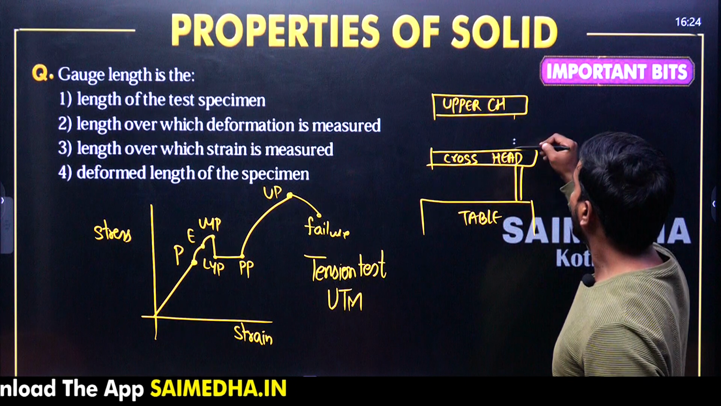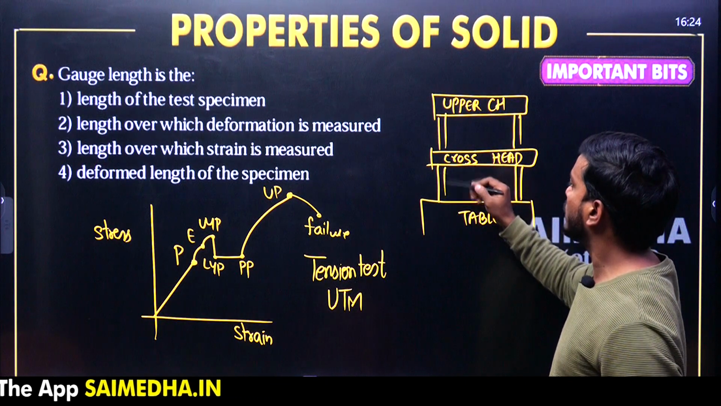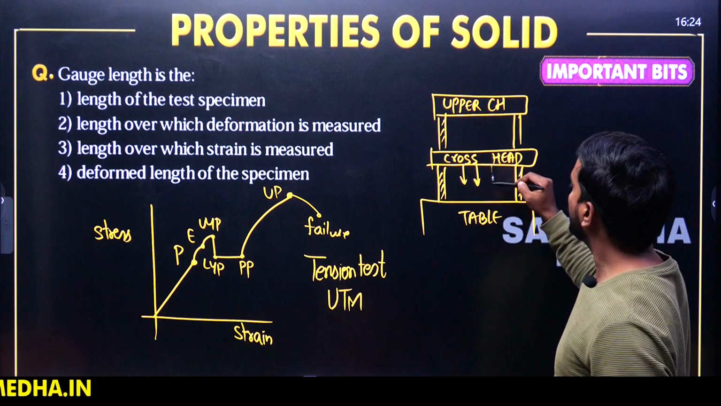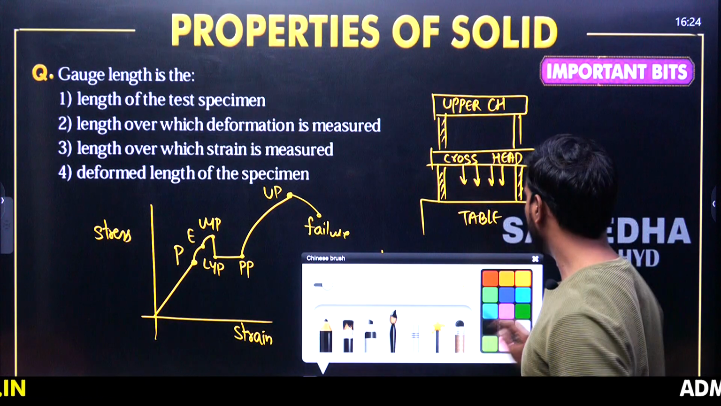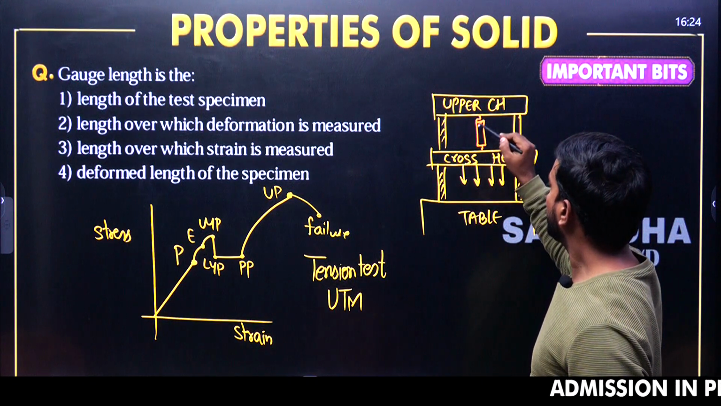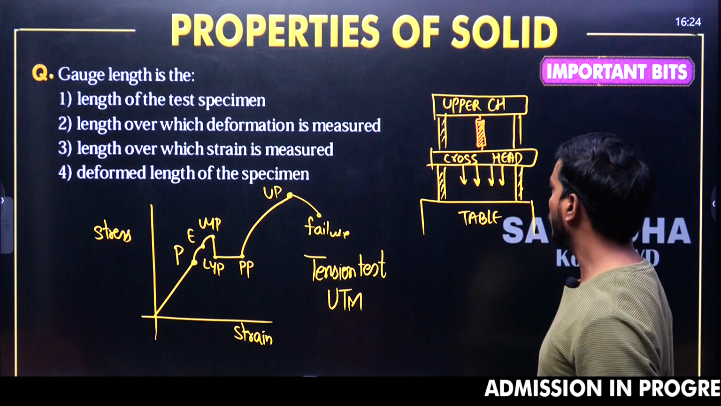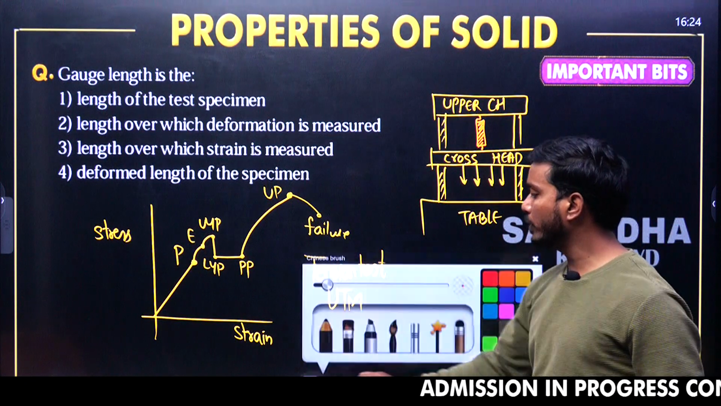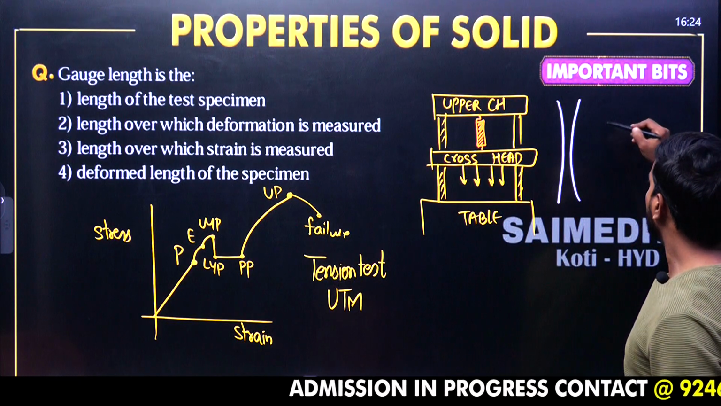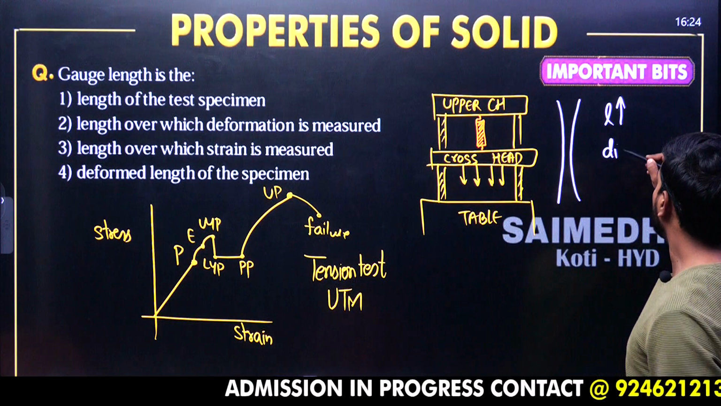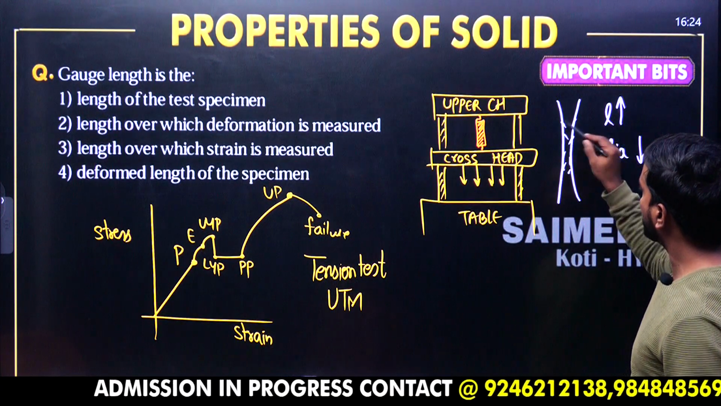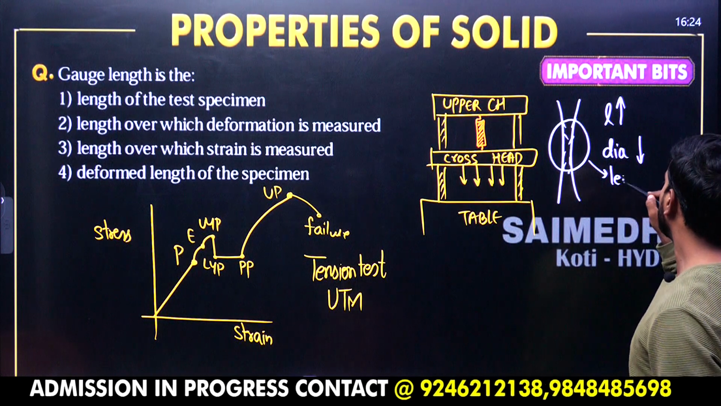And here we will be having the elevating screws with which this crosshead is going to be moving in the downward direction. When the crosshead moves in the downward direction, we have a specimen here, which is going to be hooked. Then what happens? Its length increases, diameter decreases, and some 45-degree cracks, Luder lines, are going to be generated.